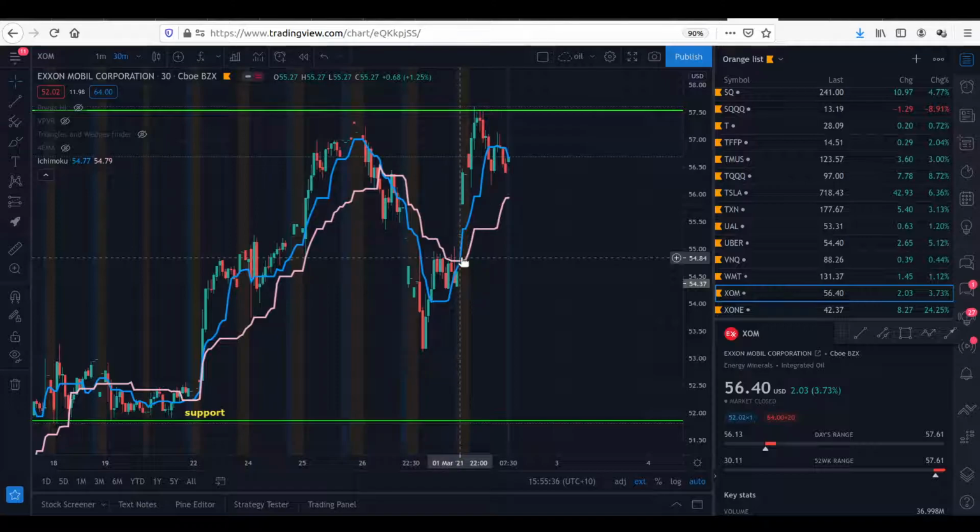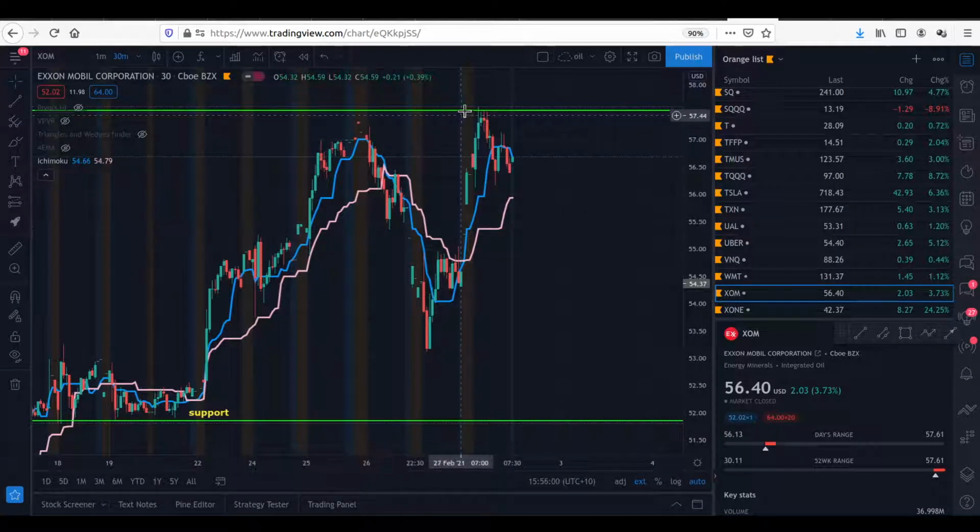So what you want to do is protect yourself a little bit. You would draw another resistance and support line within this time frame, and if the price drops below this support line, you could set up a stop loss here, so you wouldn't lose any more money once it hits, and then you could re-enter that trade. And here is the resistance line.